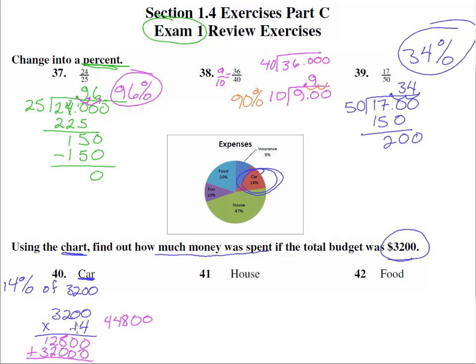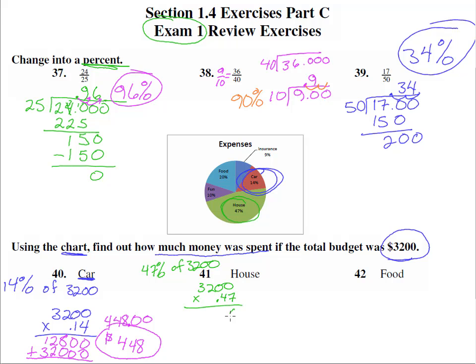And how many decimal places do we have behind the decimal point? 2 of them, so right here. So our answer must be 448 even. No cents on that one, just $448 was spent on their car. Geesh, that's a lot. All right, on their house. Where's their house? Their house looks like the one right there. 47%. So we're going to write 47% of 3,200. So that's going to be 3,200 times 0.47.